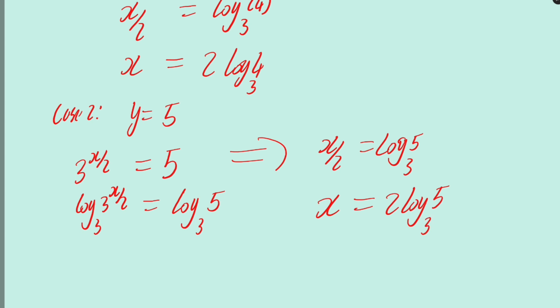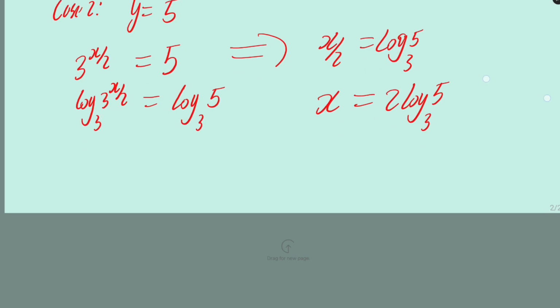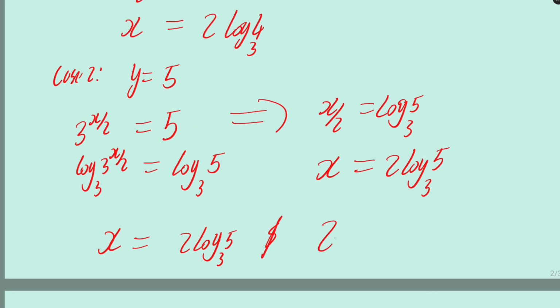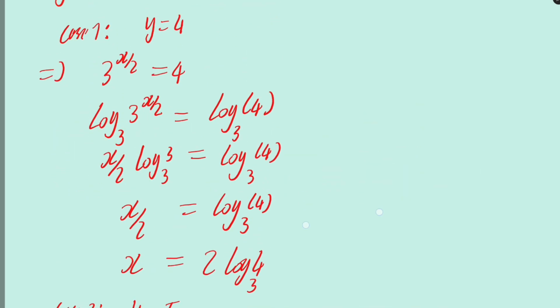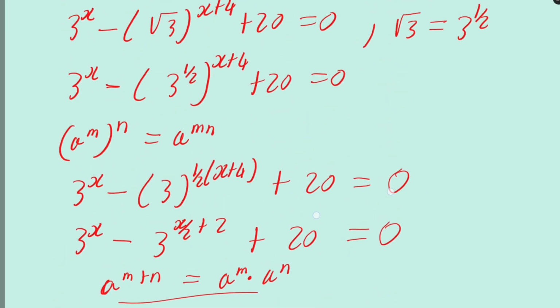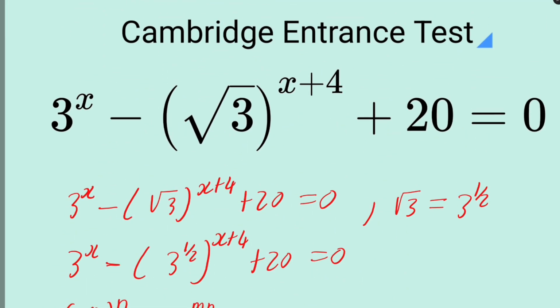So with this, we can see that we have come to the end of our solution, where our two values of x are 2 log of 5 base 3 and 2 log 4 base 3. You see now, this is just the basic and easy way of solving this equation, quick and straight to the point. Thanks for watching to the end of this video.